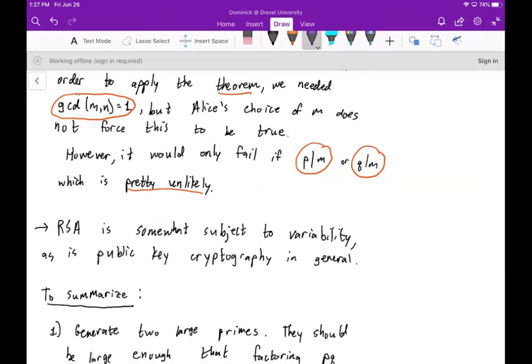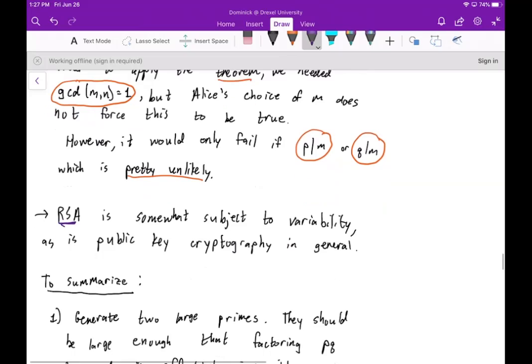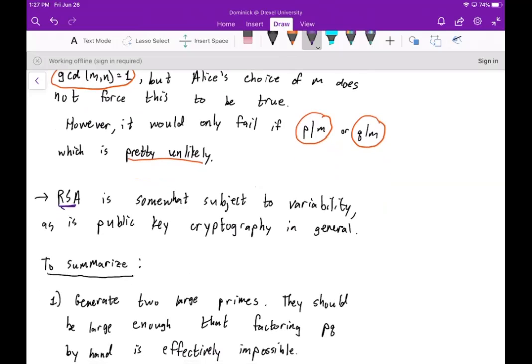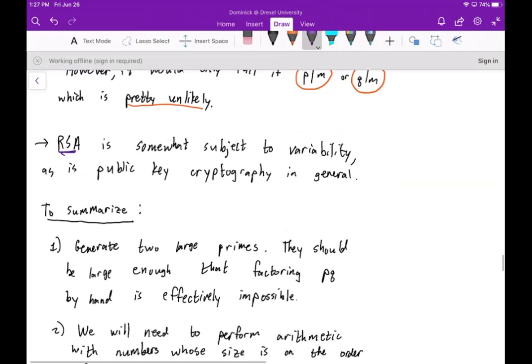Now, of course, just like with all cryptography, this is somewhat subject to variability, right? Because if it's sort of stuck in the same format for too long, then you can sort of decode messages a little bit easier.